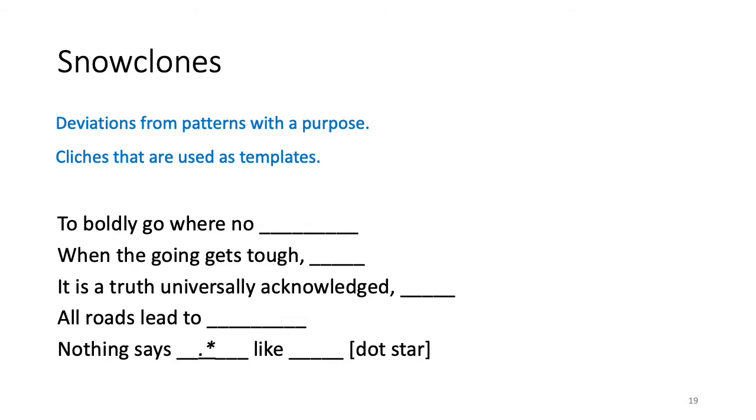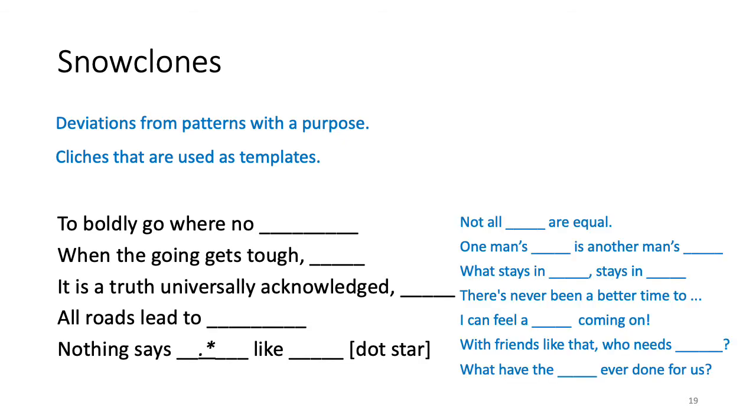And there are many, many of these in the language. You'll notice on the bottom one here we've got dot star. Now dot star is something that you can put into a SkELL search. So you can type in nothing says dot star like. And dot star will find any word that exists in the corpus in between nothing says and like. So very, very useful is the dot star. Here are a few more examples.